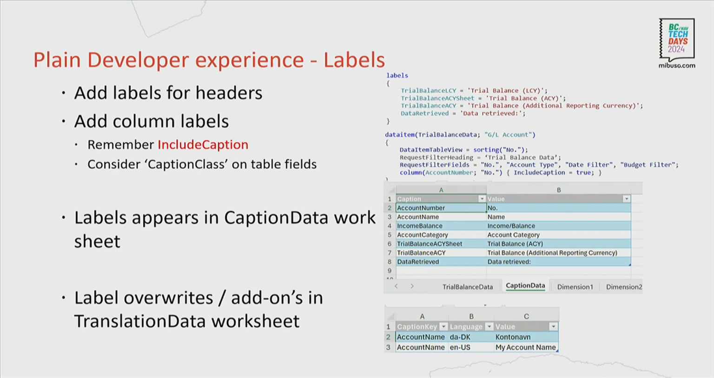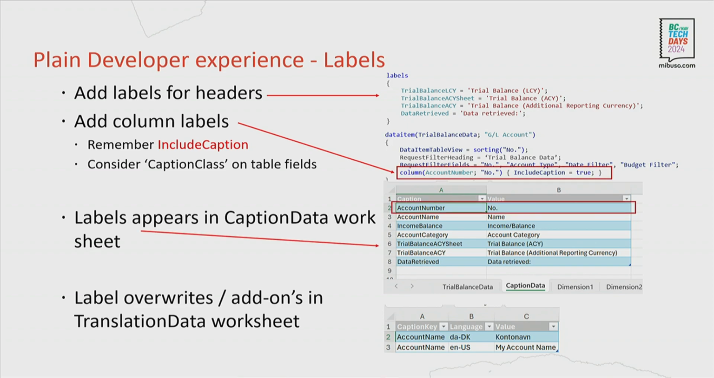One of the key elements that is crucial for especially the translation feature later on is how you use labels in your report definition. And there are several places where you can use them. You have labels in the report object itself, which we use for headers. You have column labels for each column in the data item, and remember that they are only included if you have this include caption property on the column. Otherwise, they will not be there. And if you really want to customize, then think about using caption class on the fields that sits behind this table, because then you can program the caption yourself. It's not static.